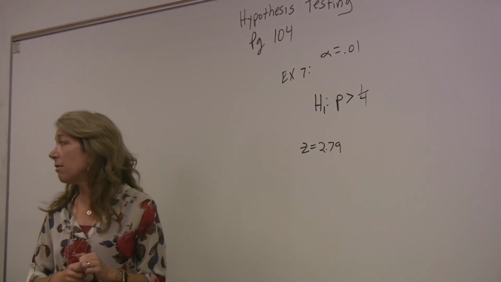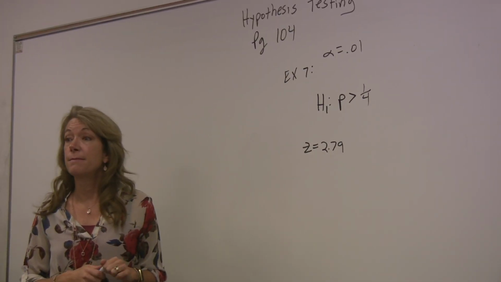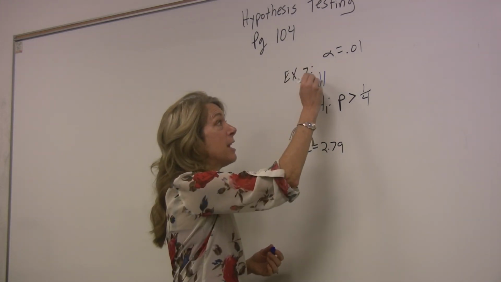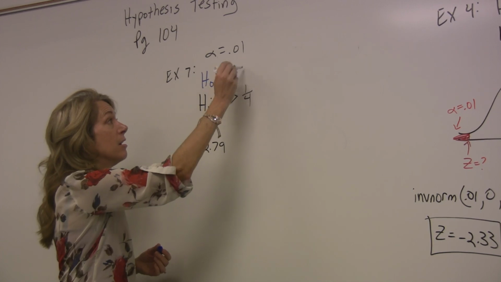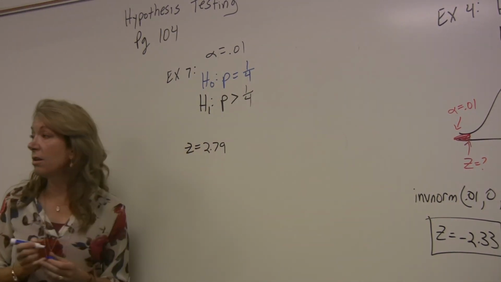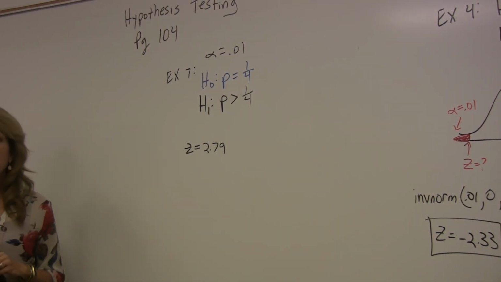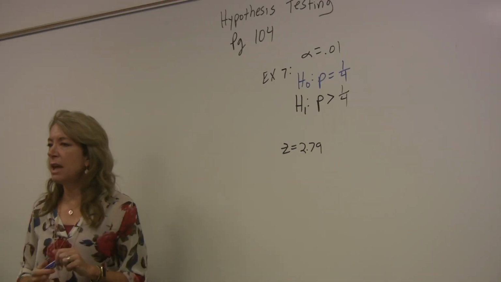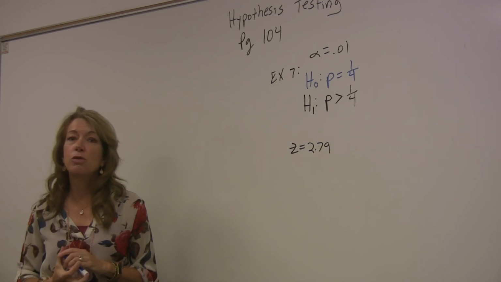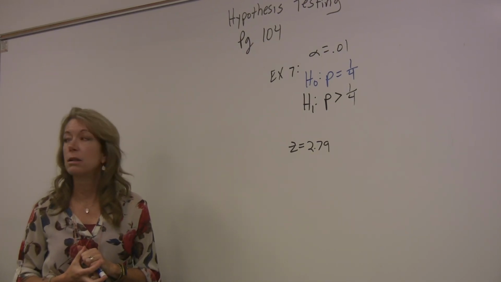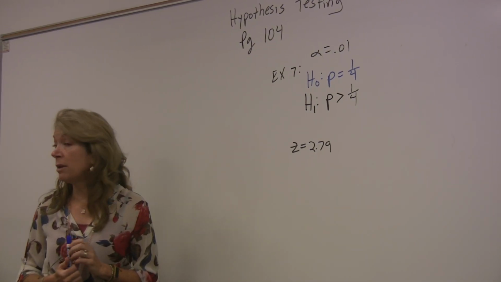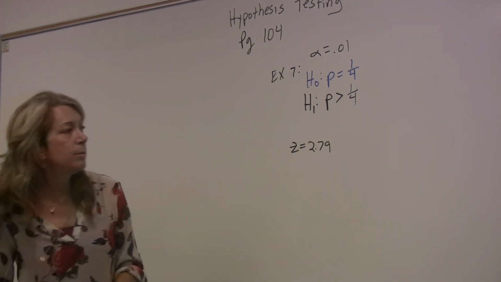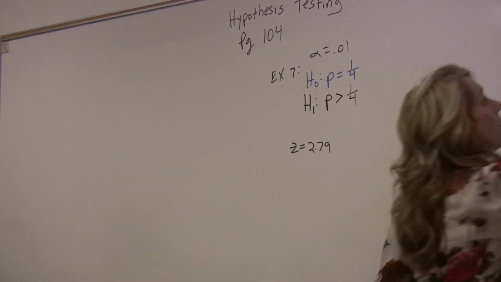I think I know what H0 is. P equals 1/4, right? H0 has to have an equal sign. So it better be P equals 1/4. That was kind of given to us in disguise. Is this a left-tailed, a right-tailed, or a two-tailed test? Right-tailed. How do we know it's right-tailed? Greater than. So let me draw a picture for this guy.